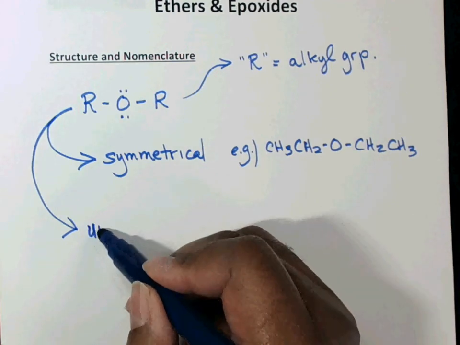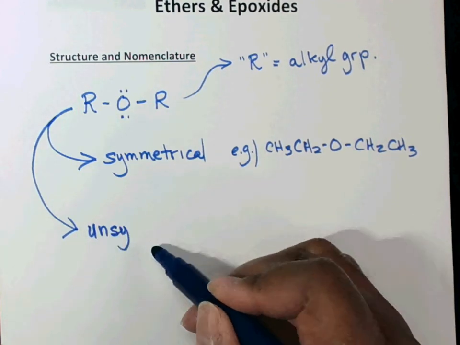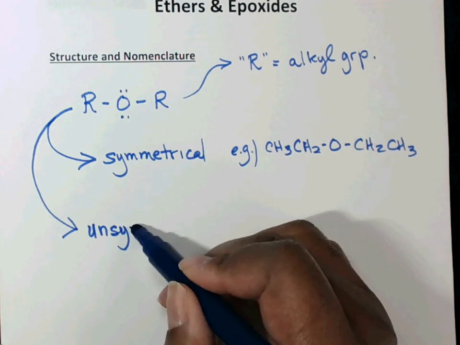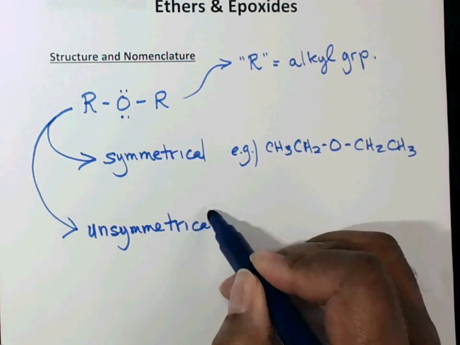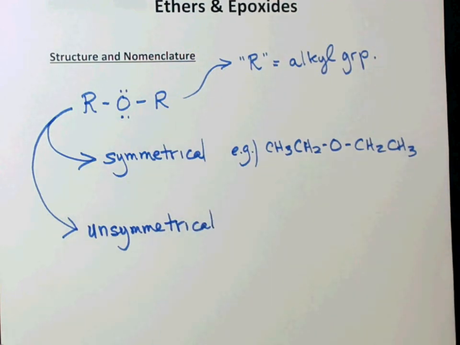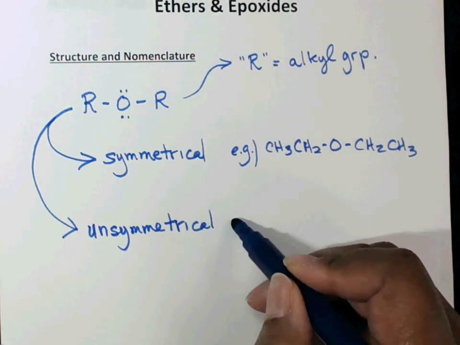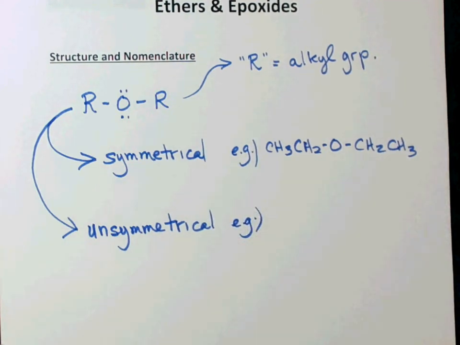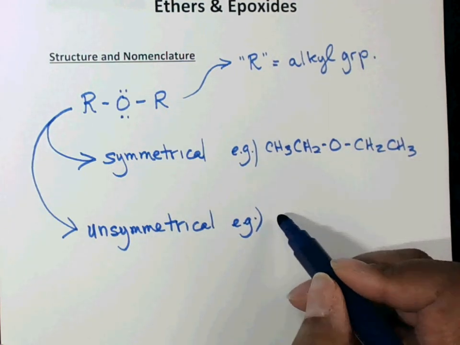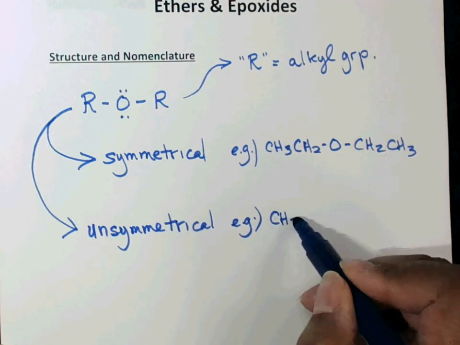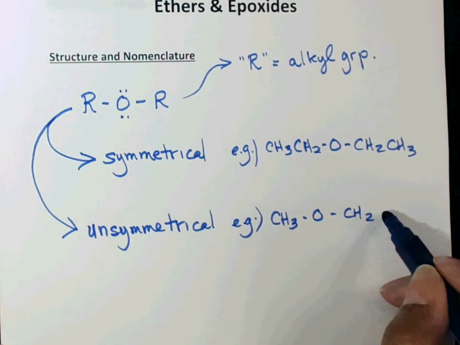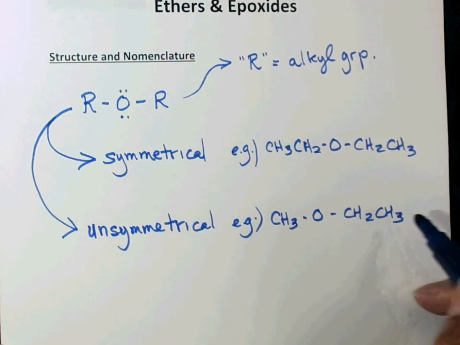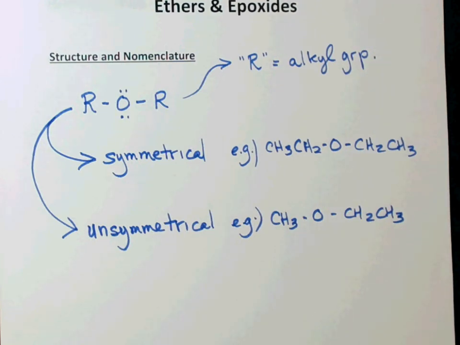The other category is what we call unsymmetrical. And as you can pretty much imagine, an unsymmetrical ether is one in which the alkyl groups are going to be different. So, if I were to replace one of these ethyl groups with, say, a methyl, this would be classified as an unsymmetrical ether.